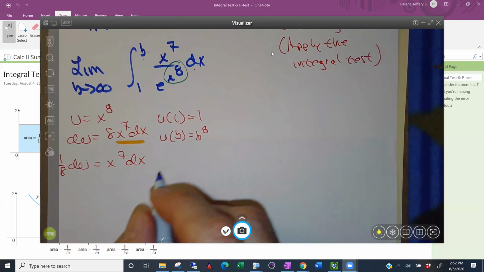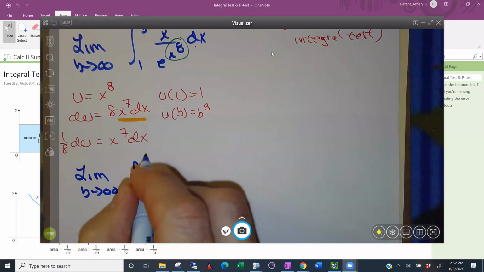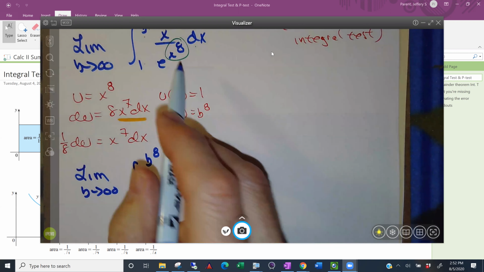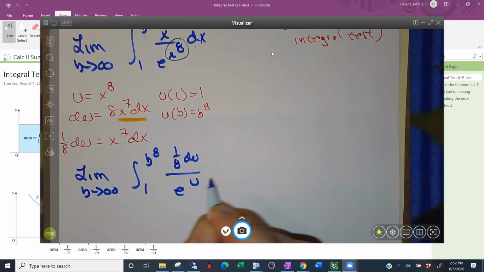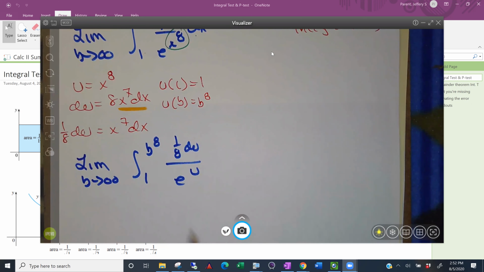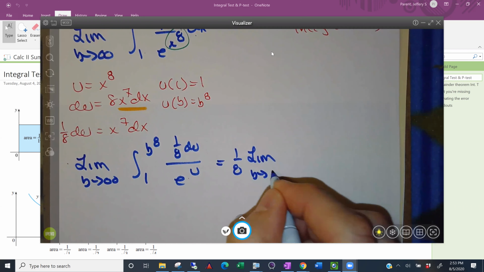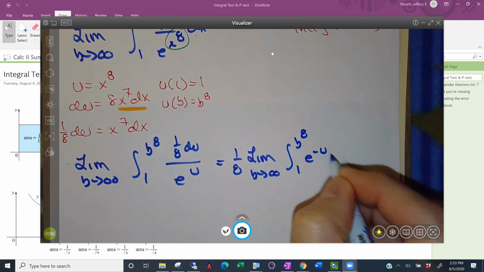All right, so let's rewrite this then. That's going to be the limit as b approaches infinity of the integral from 1 to b to the 8th of 1/8 du over e to the u. Are we okay with our substitution here? I'm going to take the 1/8 all the way out in front, move that up as e to the negative u. 1/8 limit as b approaches infinity of the integral from 1 to b to the 8th of e to the negative u du.